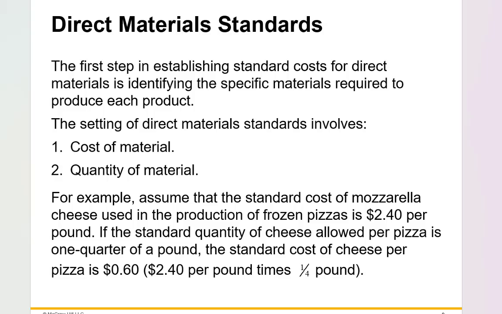So first of all, talking about the direct materials standard. The first step in establishing standard costs is identifying the specific materials that need to be used, and then determining the cost of the material, and then determining the quantity of material that should be used. So here's a good example that most students and I am interested in, right? That would be pizza. Maybe not frozen pizza, but pizza, right? If the standard quantity of cheese allowed per pizza is 1/4 pound, and the cost of mozzarella is $2.40 per pound, the standard cost of cheese per pizza is 60 cents. That's $2.40 a pound times 1/4 pound.